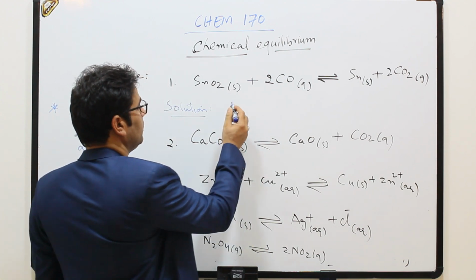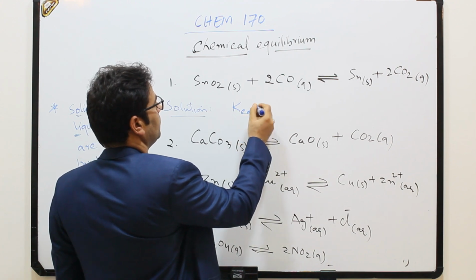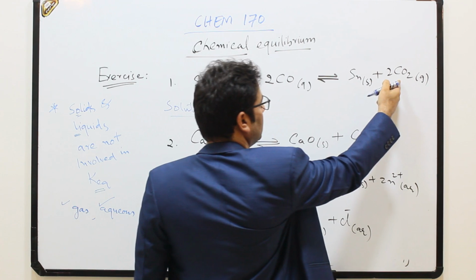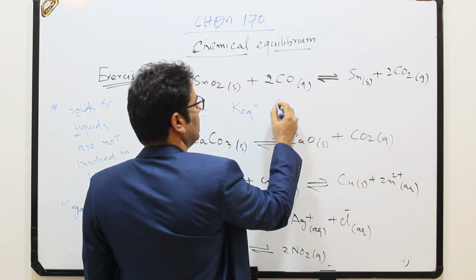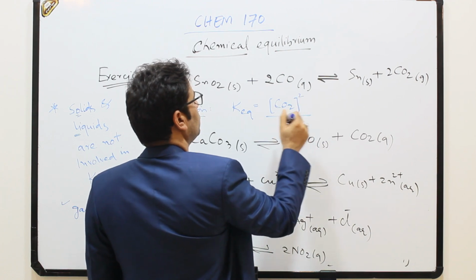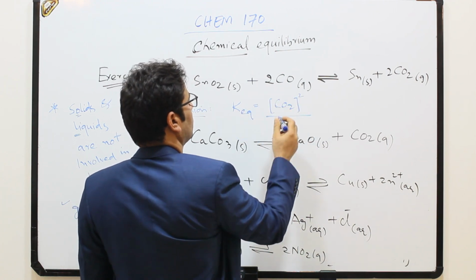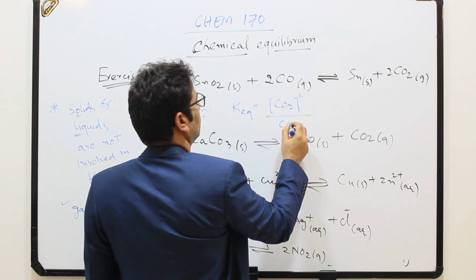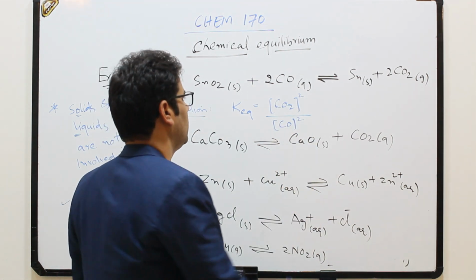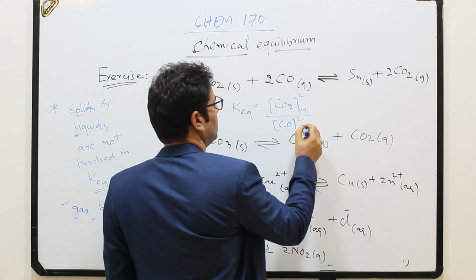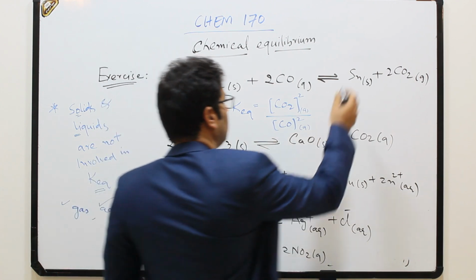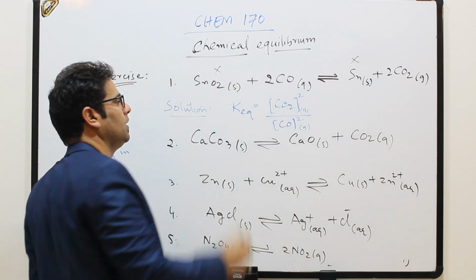So now we will write K equilibrium. It is equal to product over reactant. So what is the product here? Carbon dioxide squared, divided by carbon monoxide squared. This is in gaseous form, this is also in gaseous form. So this will be our equation. The solids will not be involved.